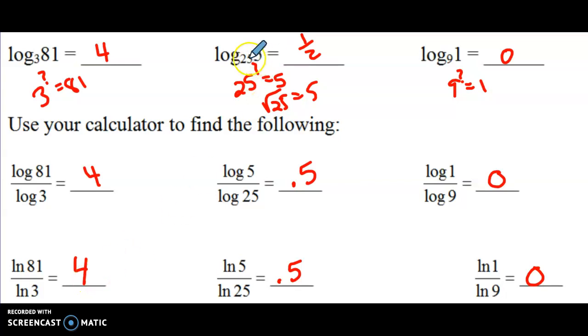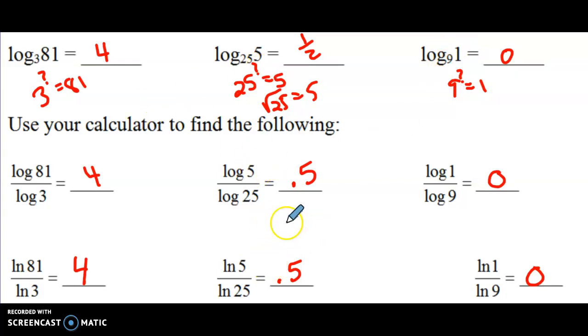Okay? We know that the log base 25 of 5 is a half because 25 to the 1/2 power equals 5. And interestingly enough, when I take the log of 5 divided by the log of 25, I get a half. And when I take natural log of 5 divided by natural log of 25, I get a half. 9 to what power equals 1? 9 to the 0 power equals 1. And when I take the log of 1 divided by the log of 9, I get 0. When I take the natural log of 1 divided by the natural log of 9, I get 0.